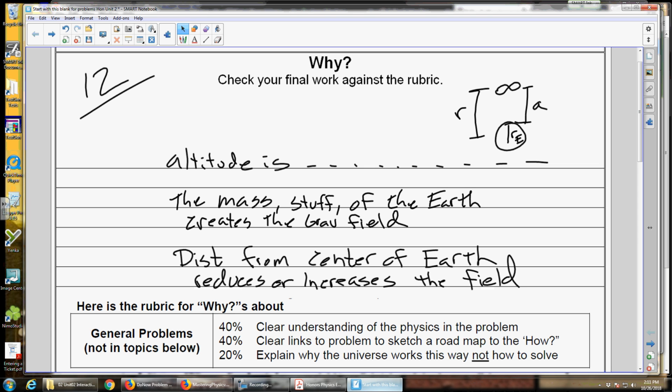Clear links from the problem to a sketch, a roadmap to the how. Is it clear that I'm talking about the gravitational field around the Earth and what influences it, and that I understand that I'm looking for the altitude above the Earth? I think the diagram helps with that also. Did I put any equations in there? Did I say I'm going to solve it this way? No. So I get those 2 points.